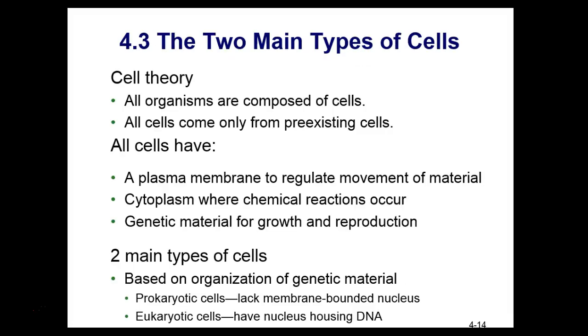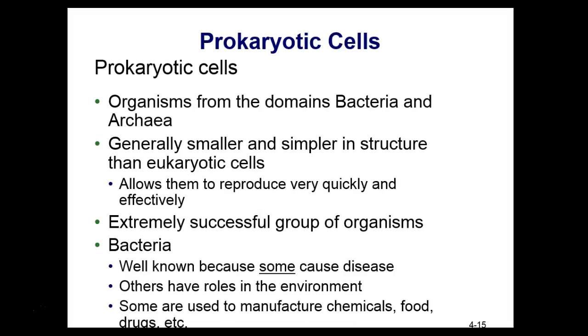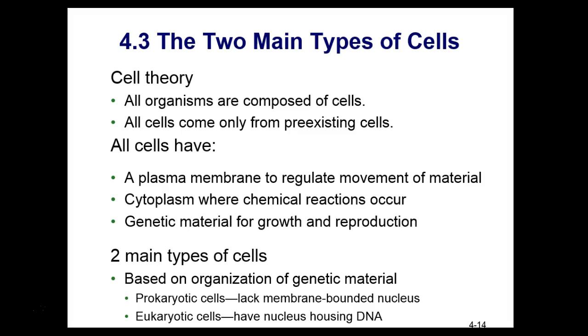All right, you have the cell theory. All organisms are composed of cells. All cells come from pre-existing cells. When it says they're composed of cells, it simply means they can be unicellular or they can be multicellular. We are considered multicellular organisms. However, prokaryotes, or the bacteria, are considered unicellular, which means they only have one cell.